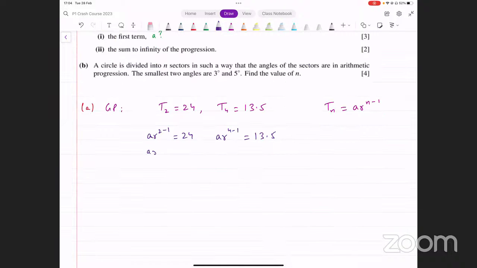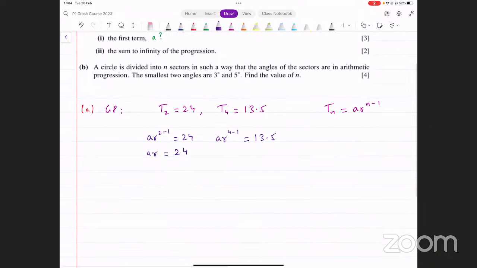Now let's look at the first equation. From the first equation, we get A R equal to 24. Since we need the first term, we can make R the subject so that we could eliminate it. So R equals 24 over A. Now put this in the other equation. Originally you would have A R cube equal to 13.5. In place of R, you could input 24 over A. So that becomes A into 24 over A whole cube equal to 13.5.